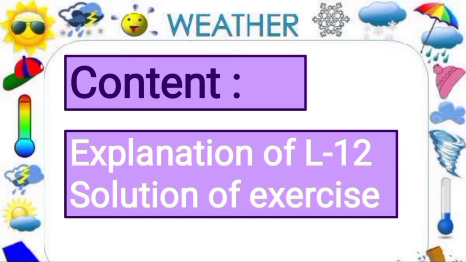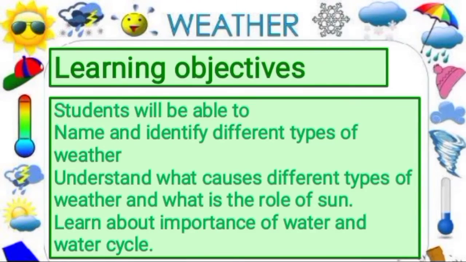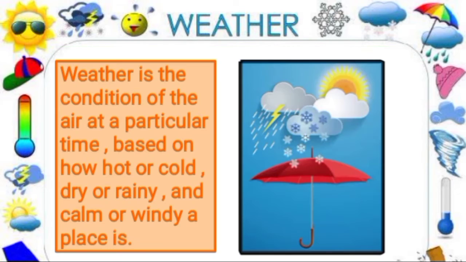Today we will understand Lesson 12, Air, Water and Weather, and will solve the exercise of Lesson 12. This lesson will help you to name and identify different types of weather, to understand what causes different types of weather and what is the role of the sun, and to learn about the importance of water and the water cycle. So let's understand what is weather.